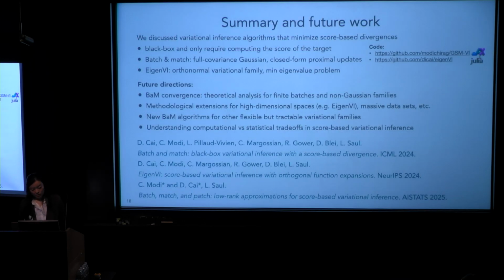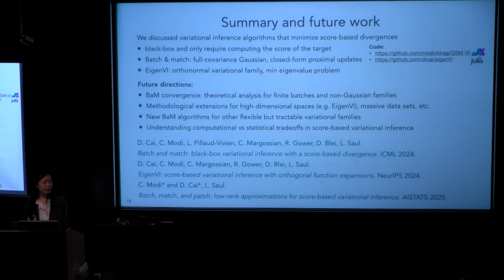So just to conclude, we discussed several variational inference algorithms that minimize score-based divergences. These are black box in that they only require computing the score of the target. We first talked about a batch and match approach for full covariance Gaussians. And we find that this objective admits closed-form proximal updates. And those come from solving quadratic matrix equations. We then studied ADVI, which proposes an orthonormal variational family. And we find that minimizing a score-based objective there is equivalent to a minimum eigenvalue problem.